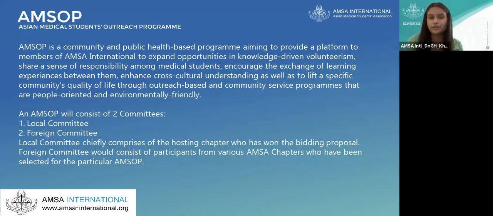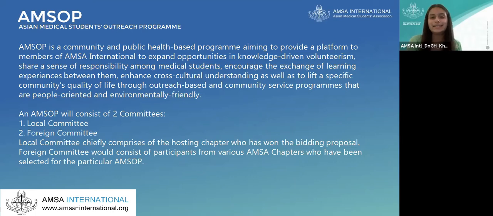Moving ahead to a very interesting program that the Global Subsidiary has been planning for a while, the AMSOC, which basically refers to the Asian Medical Students Outreach Program. So AMSOC is a community and public health-based program aiming to provide a platform to members of AMSA International to expand opportunities and knowledge-driven volunteerism, sharing a sense of responsibility among medical students, encouraging the exchange of learning experiences between them, and enhancing cross-cultural understanding, as well as to lift a specific community's quality of life through outreach-based and community service programs that are people-oriented and environment-friendly.